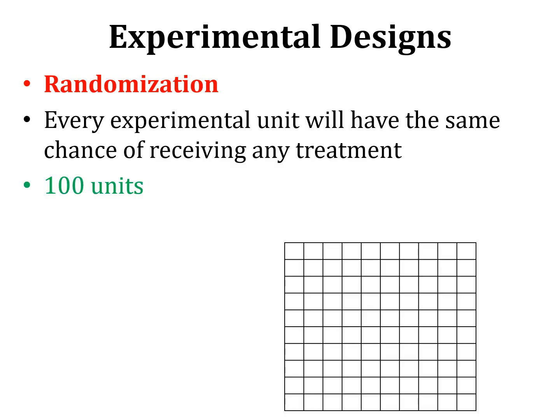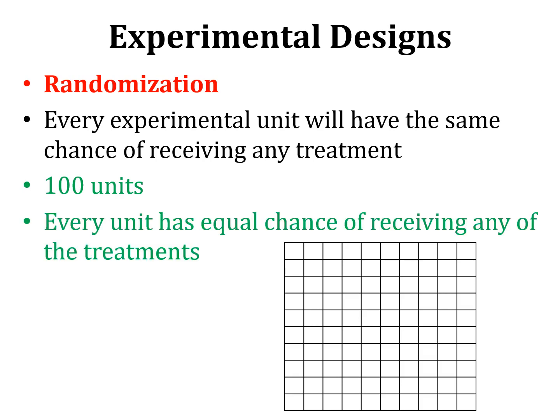For example, you have 100 units, or 100 plants. Every unit has equal chance of receiving any of the treatments, right? So you're not going to say that the first 10 plants are going to receive treatment A, the next 10 plants are going to receive treatment B or treatment number 2, and so on. No, this is not the case. You have 100 units, and every unit has got equal chance of receiving any of the treatments. So this is known as randomization, and this is a very, very important and basic principle of experimental designs.